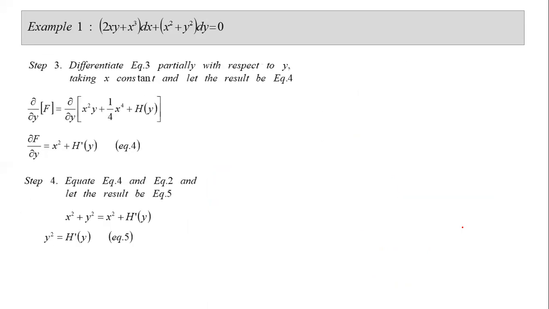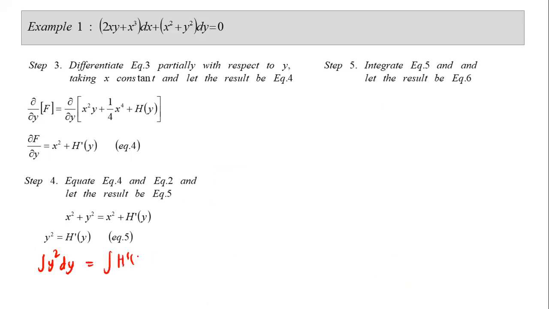And then step number 5, we shall integrate equation 5 and let the result be equation 6. So we shall integrate y squared dy equals the integral of h prime of y dy. So we shall have y cubed all over 3 equals h of y. And then we shall have 1/3 y cubed equals h of y.